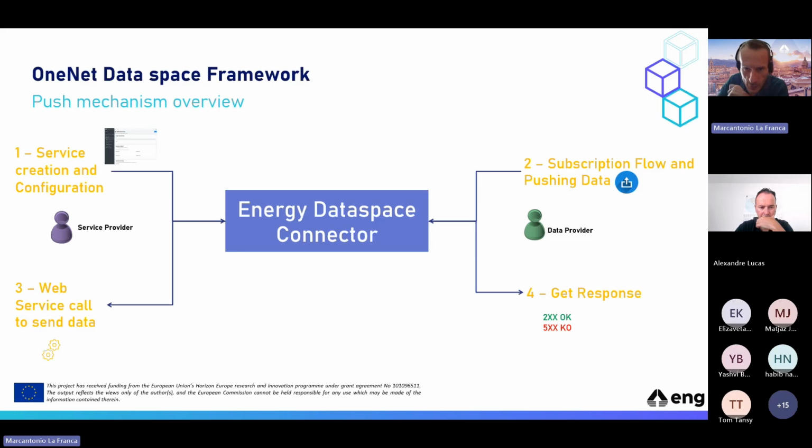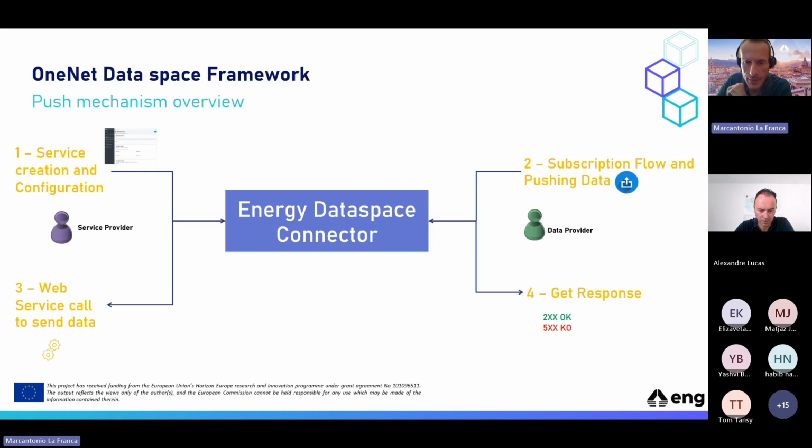Let's look at the expected flow in a push mechanism. On the left side, we can see the service provider, and on the right side, the data provider. In the middle, the energy data space connector. The first action in this case is to create the data offering, the service creation and configuration.